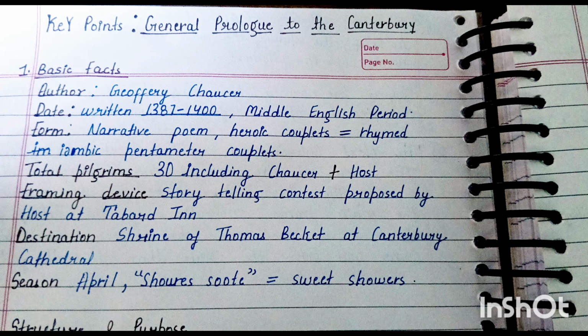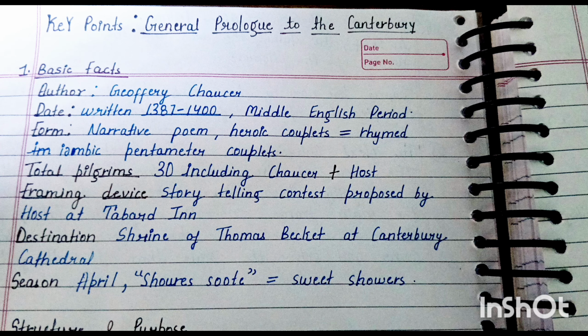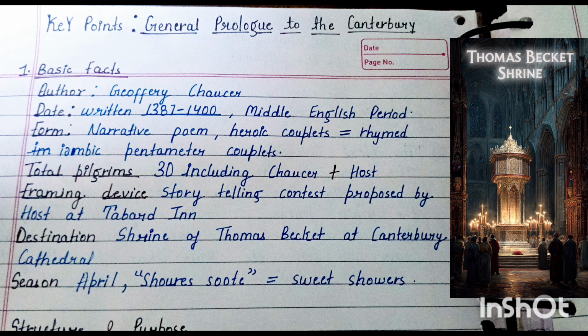Now, the device used by Chaucer to narrate his story is a framing device. In this device, basically, a story is told within a story. So there is a contest suggested by the host of the Tabard, where each pilgrim has to narrate 4 stories, 2 on their way to Thomas Becket's shrine and 2 while coming back. Then again, the destination, as I mentioned, is the shrine of Thomas Becket at Canterbury Cathedral, and the very first line begins with the description of the season, April.